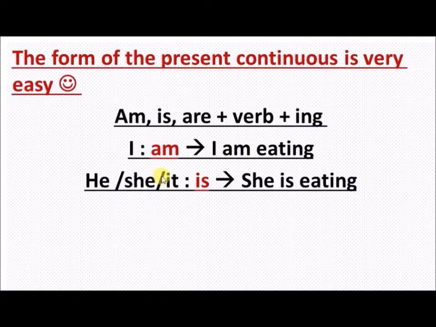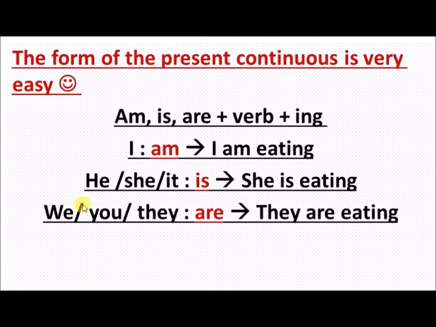He, she, and it, we are shifting from am to is. And then we add the ing to the verb. So I am eating, but she is eating. We, you, they are. They are eating. That's the form of the present continuous.